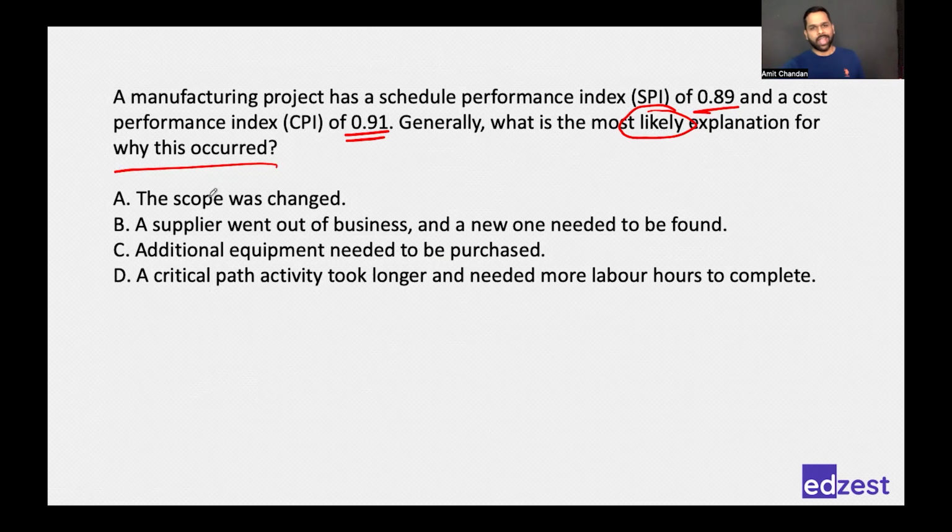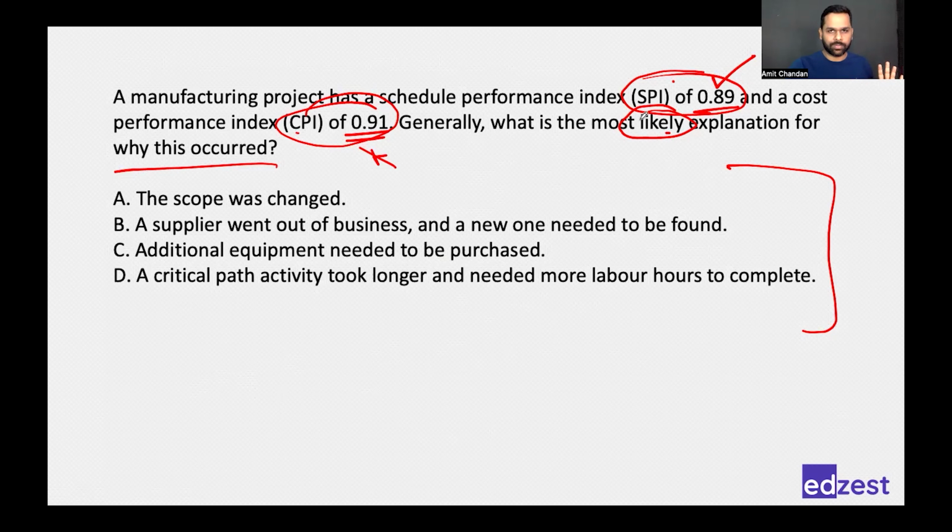You see that? As a project manager, this is what is being tested from you. They have given you two values and they're saying, okay, why do you think that happened? And they've given you some options. Right? So SPI of 0.89, what does that mean? It means that we are doing bad in terms of schedule. CPI of 0.91 means we are doing bad in terms of cost. We are spending more and we are doing less work. Okay, so we need to buckle up. But the question is, what is the most likely explanation for why this occurred?